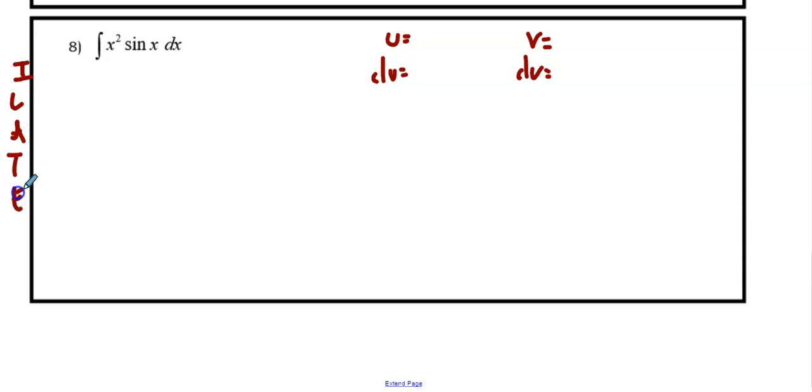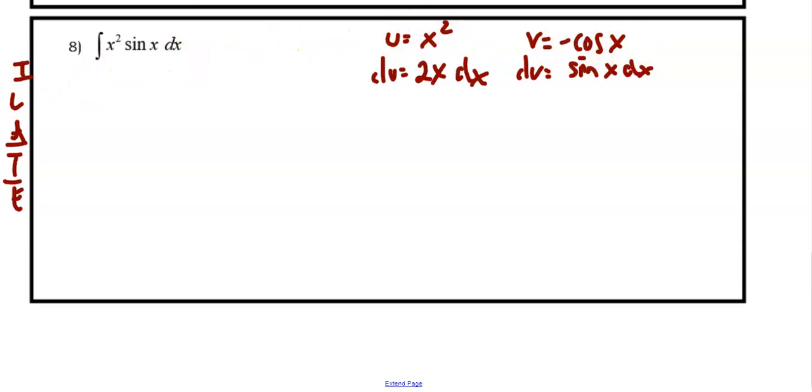So ILATE. Well, we have a trig function and we have an algebraic function. So again, the higher up it is, it's going to be the u. So our u is going to be x squared, and then our dv is going to be the trig function, so sine of x dx. And we're going to take the derivative of this, we're going to get 2x dx, and we're going to integrate this, and we're going to get negative cosine of x.